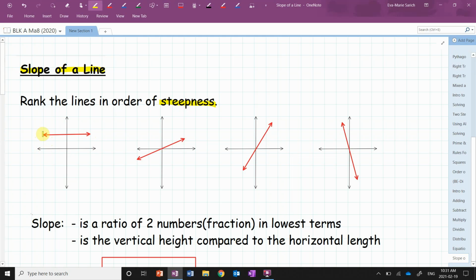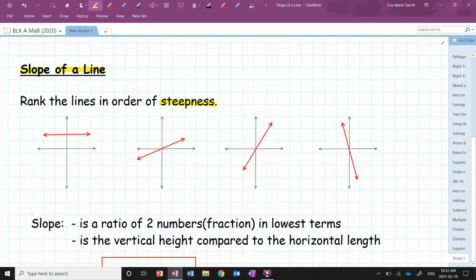Okay, so we have a line that is horizontal. We have a line that is going up from left to right. We have another line that is going up from left to right. And now we have a line that is going down from left to right. And we wanted you to, in fact, think about ordering these in terms of steepness. Okay, so we're going from the least steep to the most steep.